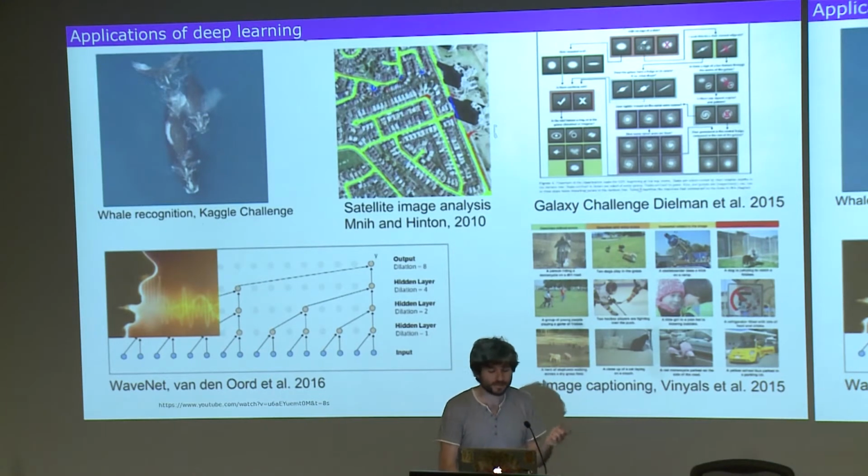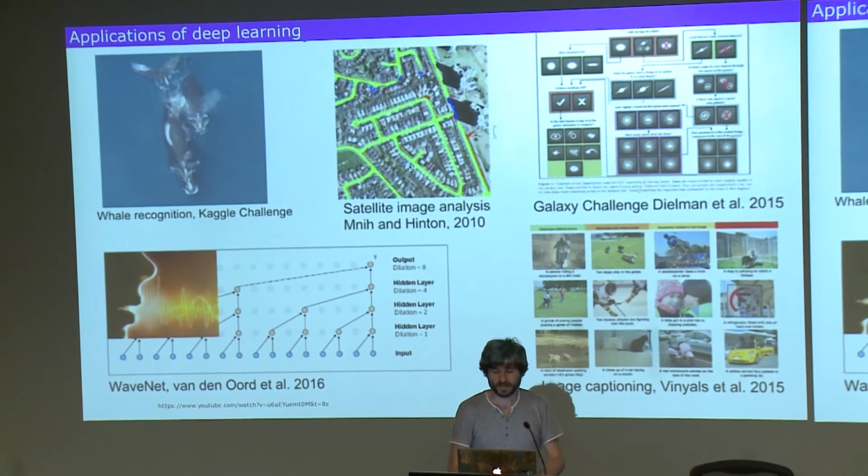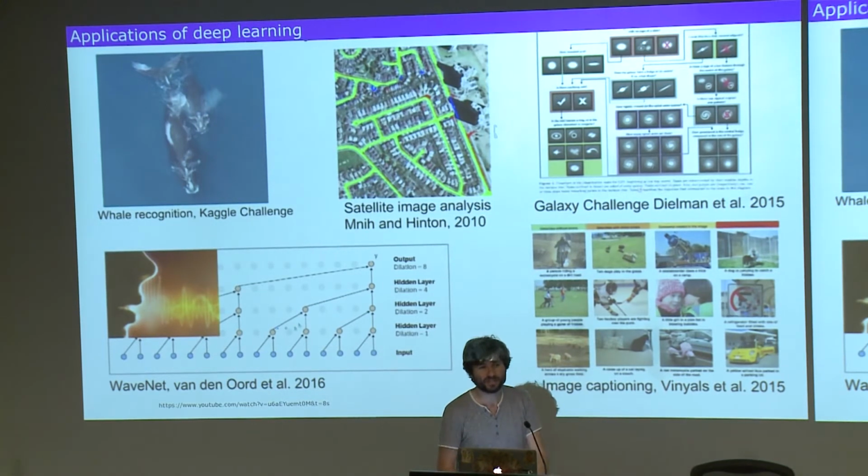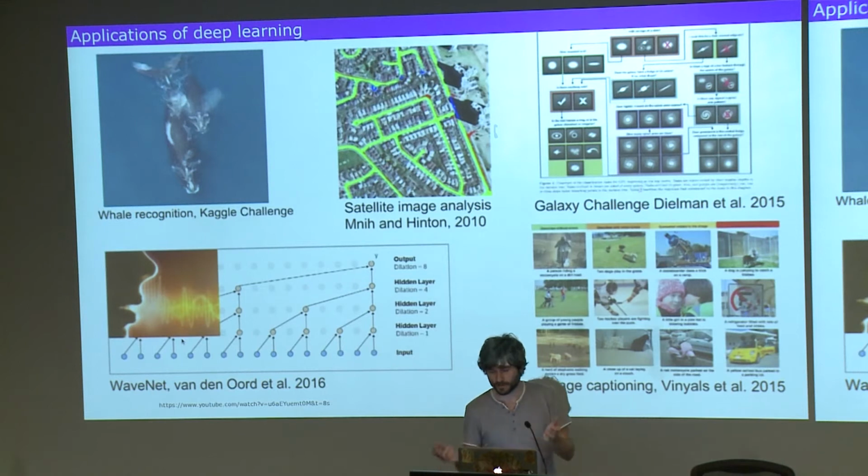So what can you do with it? A lot of computer vision tasks: detecting whales inside of ocean pictures, tracing the dots on satellite images, finding roads, detecting galaxies, synthesizing speech. That's what WaveNets are, and the Lyrebird demo that I showed you. Even though convolutional neural networks are usually associated with computer vision, they can also do sound, they can do text, they can do all sorts of things.